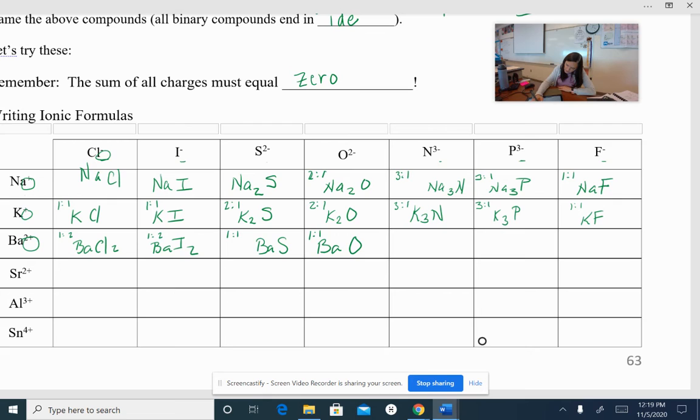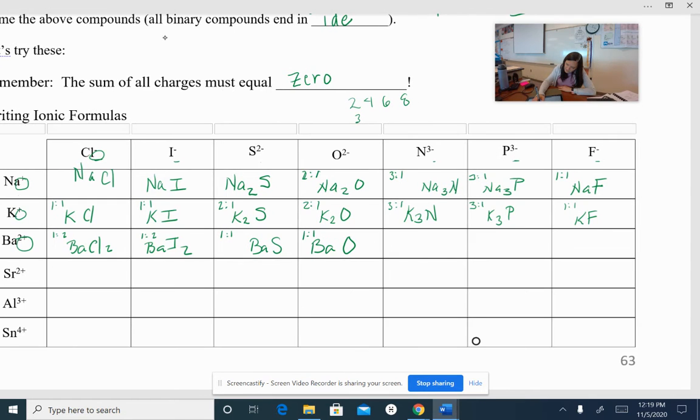So let's write out our multiples of 2. We have 2, 4, 6, 8. Let's write out our multiples of 3. 3, 6, 9. We match at 6. Okay? So how many positive 2s do I need to get to positive 6? Hopefully you said 3. So I'm going to need 3 bariums. How many negative 3s for my nitrogens do I need to get to a negative 6?